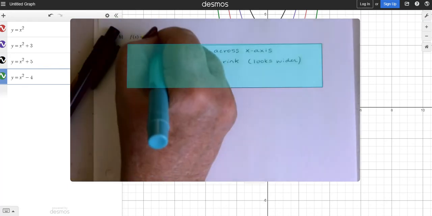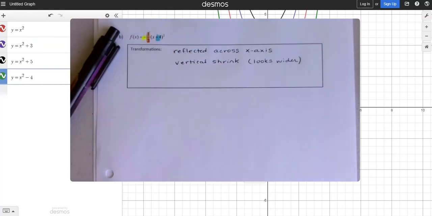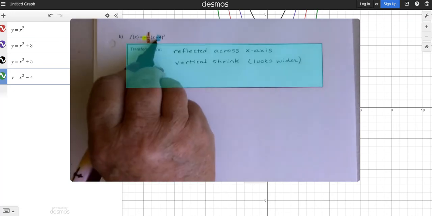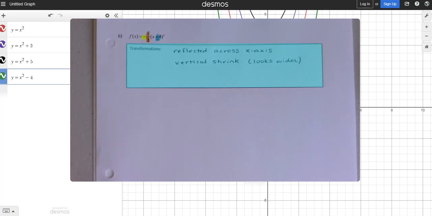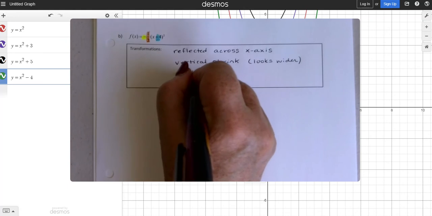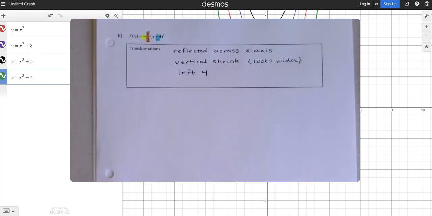Inside the parentheses, I've got that plus 4 added to the x. Inside the parentheses is a horizontal shift. And the plus 4 would actually make this go left 4. Again, you can always refer back to your chart for now until you kind of get used to it.